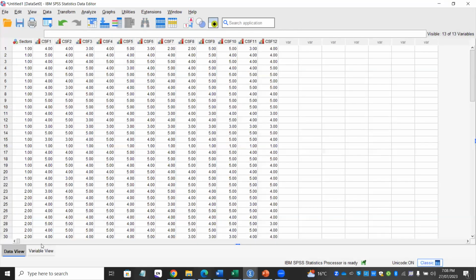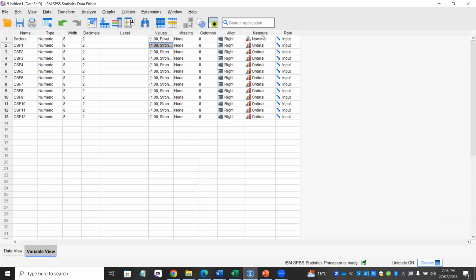Then also with respect to the measure, because this is something that we have ranked already, I've also seen studies, and even some videos, where people make the measure a scale. Any of them is also acceptable. Scale, ordinal, acceptable. This will also not affect your results. Okay. Now we have this.